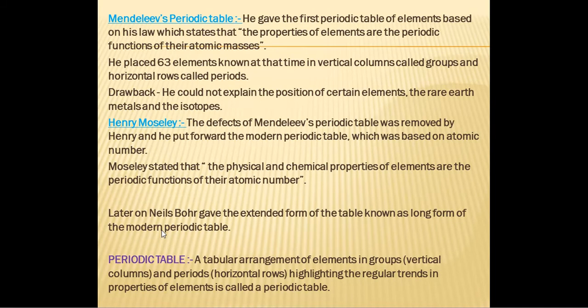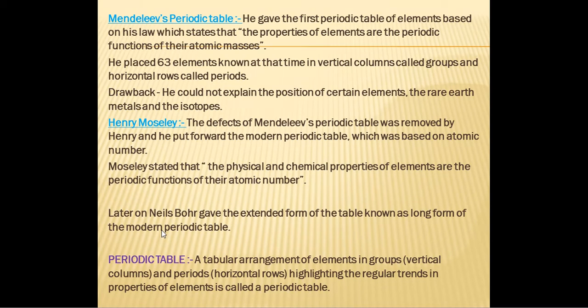Next, Mendeleev gave the periodic table. He stated that the properties of elements are a periodic function of their atomic masses. At that time only 63 elements were known, and he arranged those elements in vertical columns called groups and horizontal rows called periods. But there was a drawback in Mendeleev's periodic table: he did not explain the position of rare earth metals and the isotopes. Next came Henry Moseley. He removed the drawbacks of Mendeleev's periodic table, and he arranged the elements on the basis of atomic number. The statement given by Henry Moseley was that the physical and chemical properties of elements are a periodic function of their atomic number.